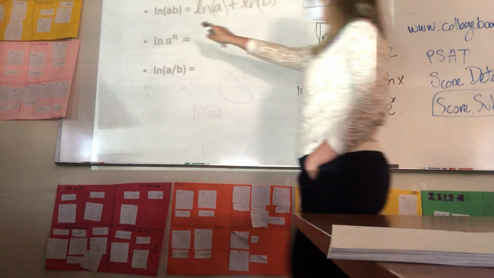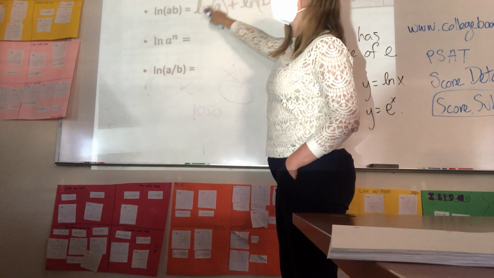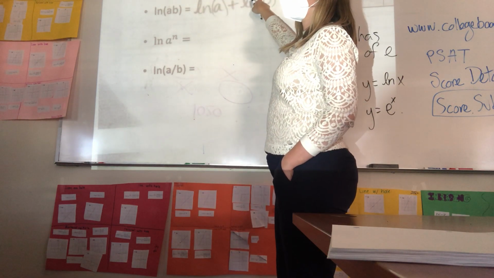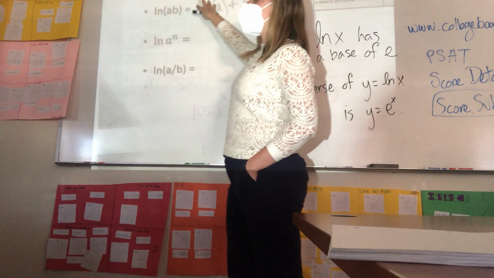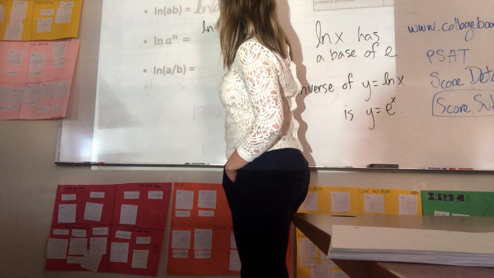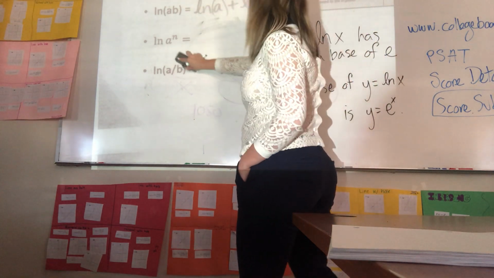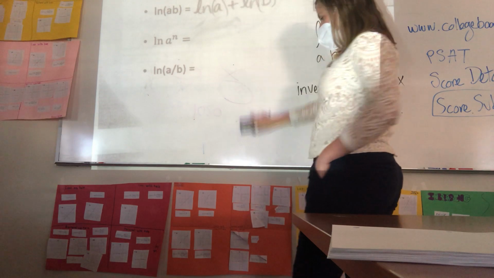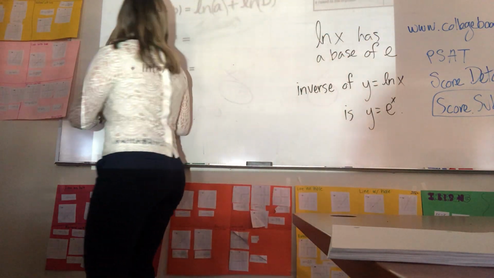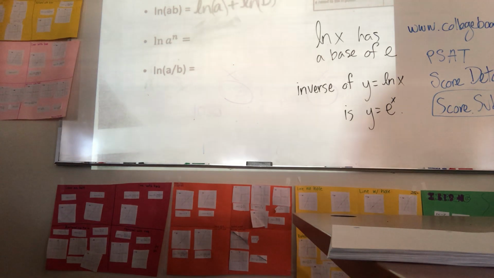So if you have log of a product, that is the sum of two logs. See how there's ln written once and then it ends up being written twice? A common mistake would be ln of a plus b, which is wrong. So log of a product is the sum of two logs. Let's write it down.